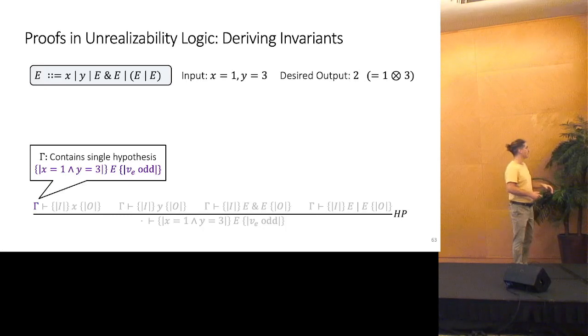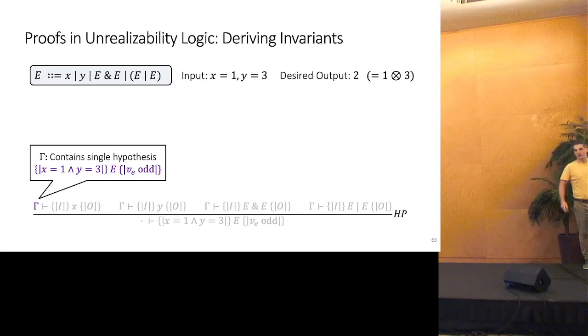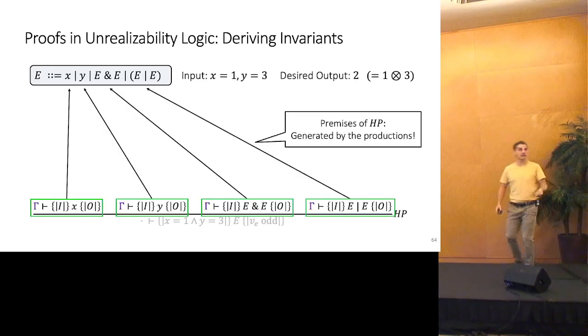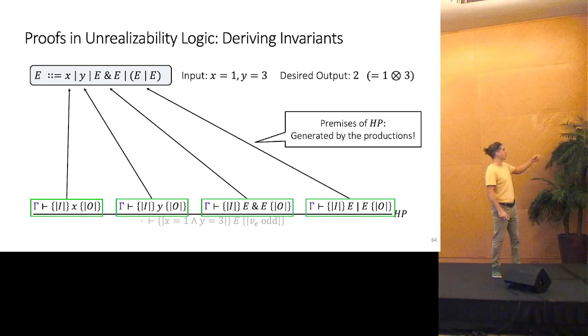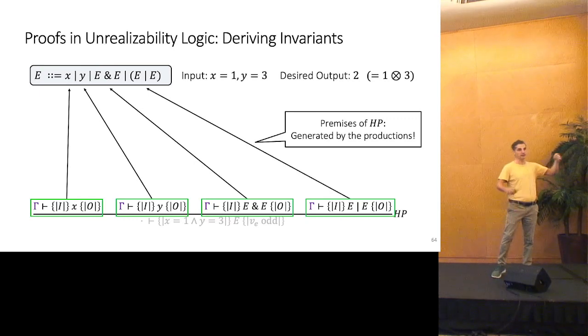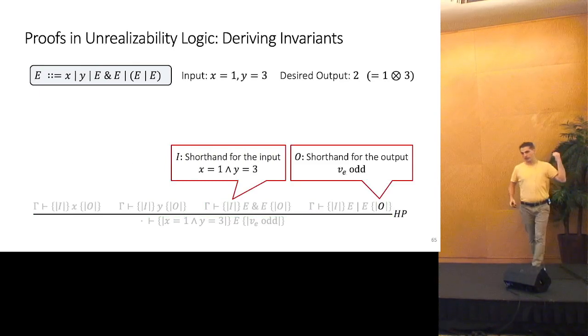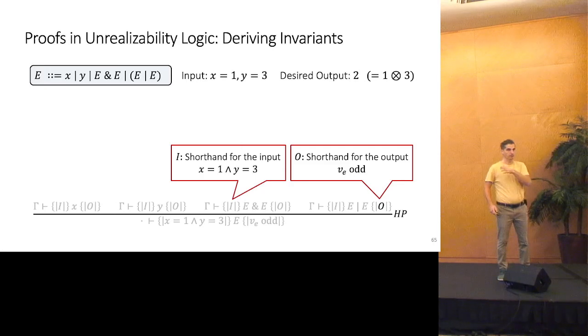And here is the same idea. I have to prove that, assuming that hypothesis, it's true for every possible production in the grammar. So in this case, assuming that this is true, can I prove that it's true for X? Assuming that this is true, can I prove that it's true for Y? Assuming that this is true, can I prove that it's true for E and E? I'm going to use I and O as shorthands for the premise and postcondition.